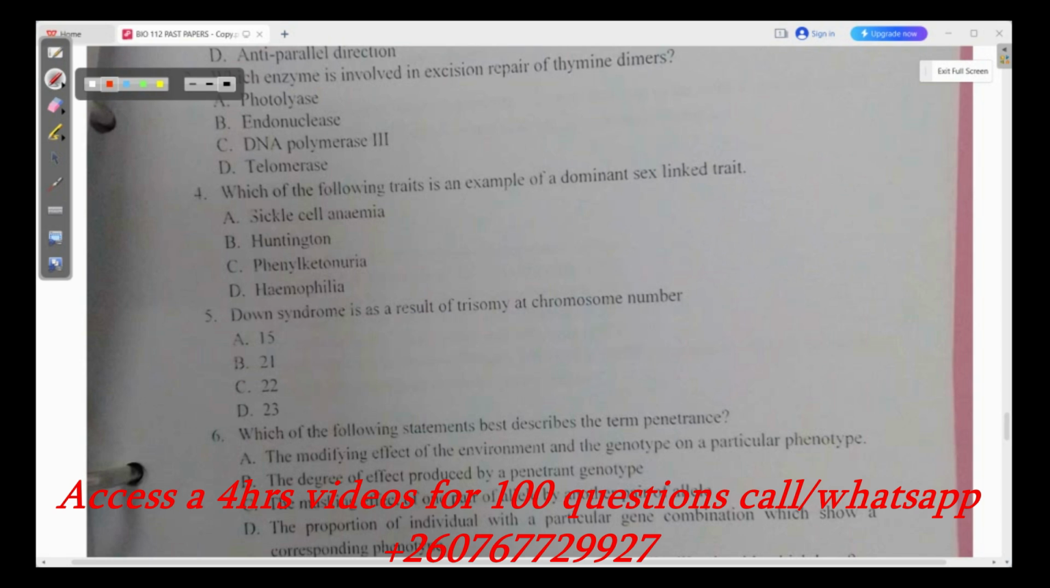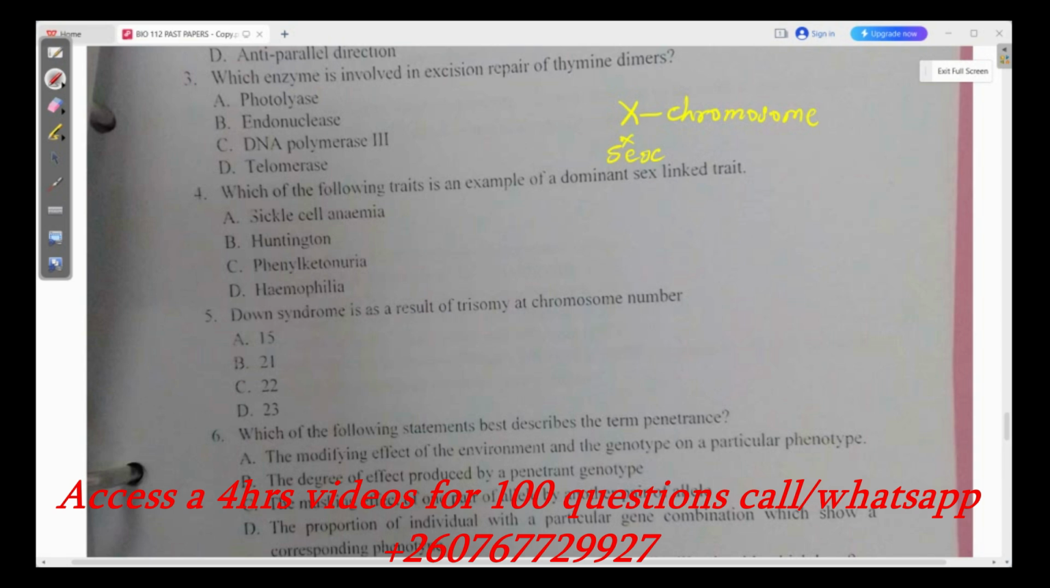So question 4 is, which of the following traits is an example of a dominant sex-linked trait? So here there are two terms which you have to understand. The first one is sex-linked. What does it mean when you say sex-linked? So when we say that a particular trait or disease is sex-linked, that means it's only carried by the what? The X chromosome. Okay? It can only be carried by this X chromosome. Those mutations which are carried by the X chromosome are the ones which we refer to as sex-linked or X-linked disorders.